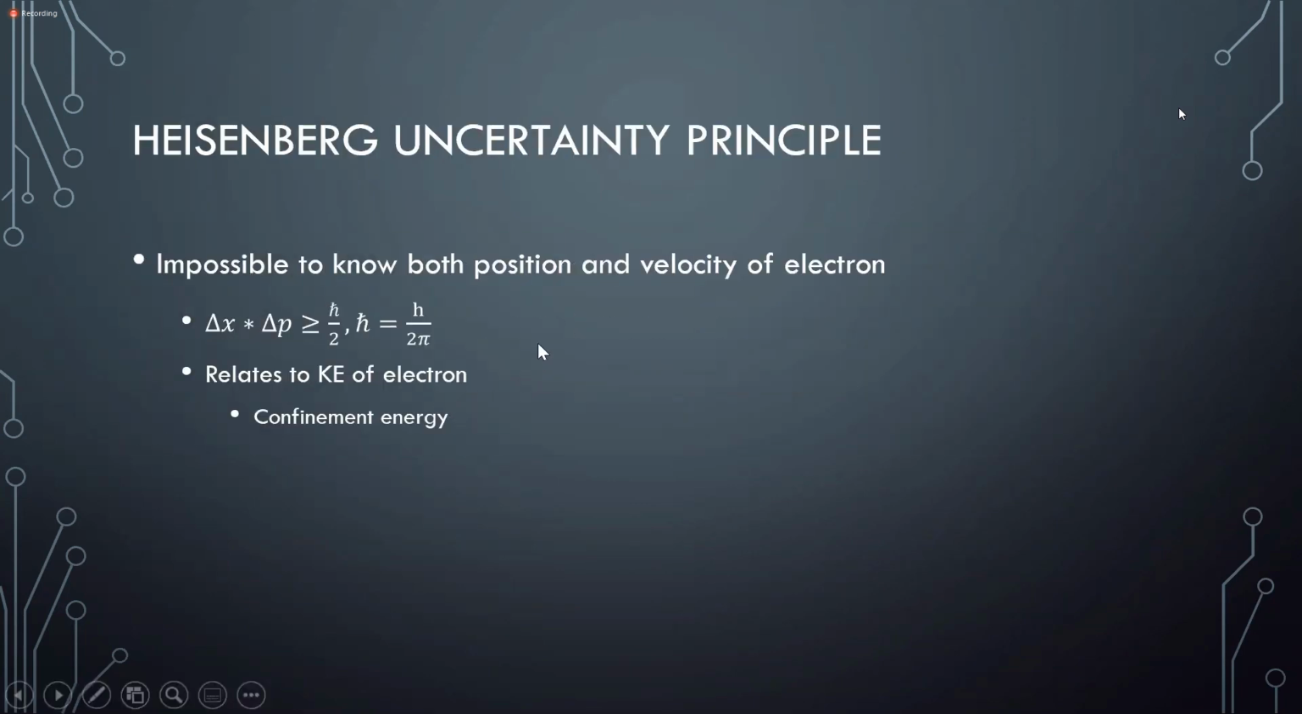So delta X times delta P has to be greater than this constant. If we make delta X super small, we've confined the electron into a super small space. Delta P has to be huge in order to satisfy this inequality. So as the space the electron is in shrinks, the KE has to grow because the momentum grows, and momentum is related to kinetic energy.